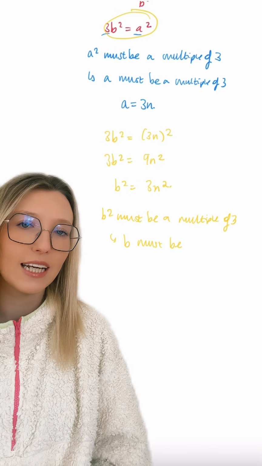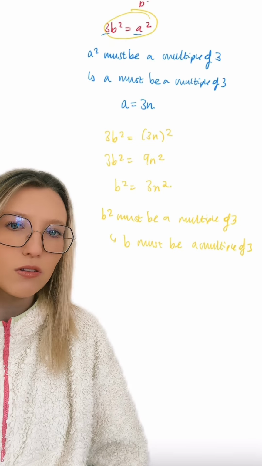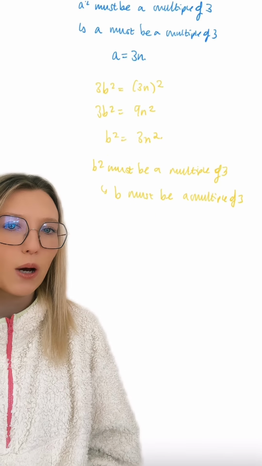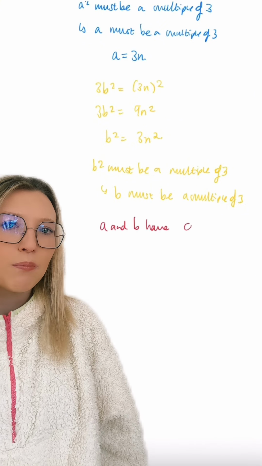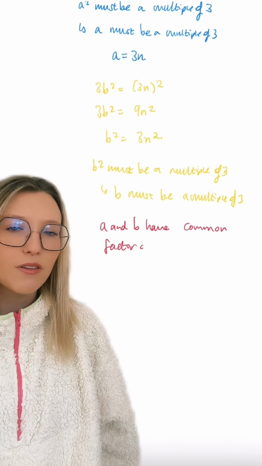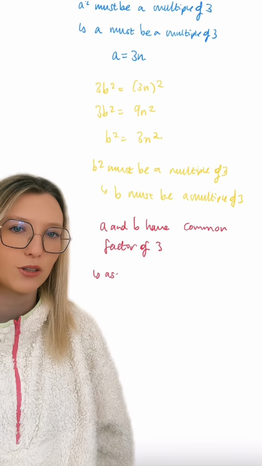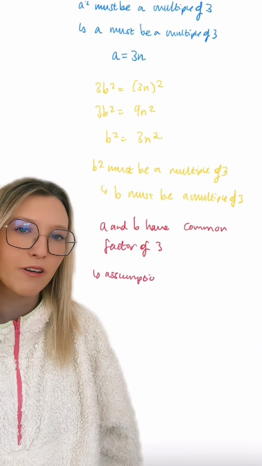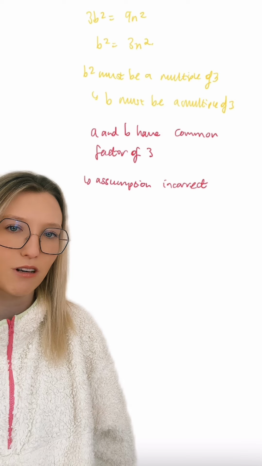If we take a look at our first assumption, we were saying that if root 3 was rational, we'd be able to write it as a over b, where a and b have no common factors other than 1. But clearly here, if a and b are both a multiple of 3, they're going to have a common factor of 3. So therefore, the assumption is wrong, and root 3 must be irrational. This is how we would go about proving by contradiction that a square root is an irrational number.